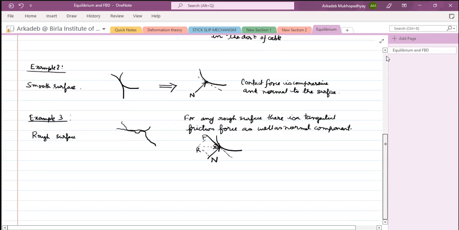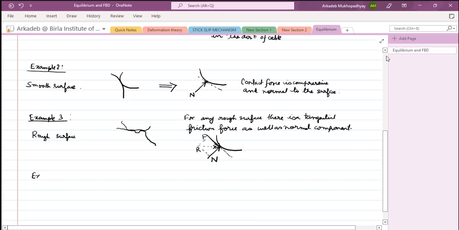Next important part is your roller support. All these points that I am showing will be important for problem solving. That is why I am discussing it with you. Next, coming to roller support. Where can you find roller support? Can you tell me?